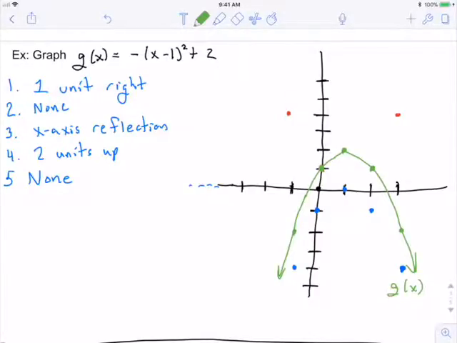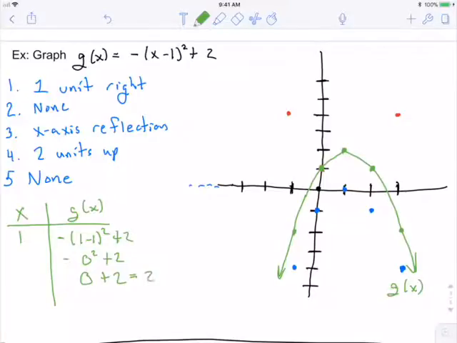So again, we can check to see that we did this correctly by plugging in some x values to our function and making sure we have the correct y values. So why don't we start by plugging in x is equal to 1, and we'll see here's x, here's g of x. If x is 1, this is negative 1 minus 1 squared plus 2, which is negative 0 squared plus 2. Negative 0 squared is still 0. And 0 plus 2 is 2. So when x is equal to 1, y should be 2. And there we have it.